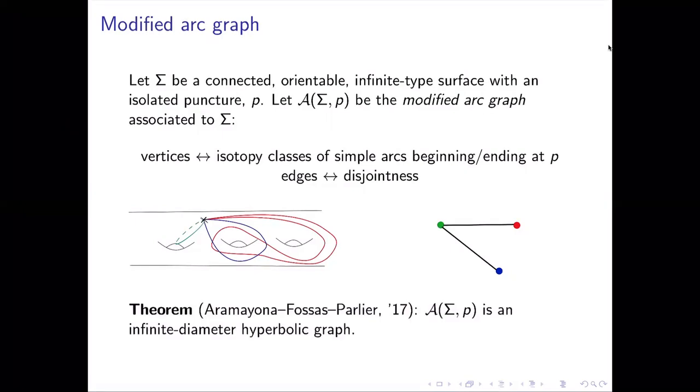So it's a result of Aramayona, Fossas, and Parlier from 2017 that this is, in fact, an infinite diameter hyperbolic graph. So that's good news. So here's an infinite diameter hyperbolic graph associated to an infinite type surface. Now, there's one problem, which is that the entire mapping class group doesn't act on this graph. And the reason is that the mapping class group might not fix that puncture.